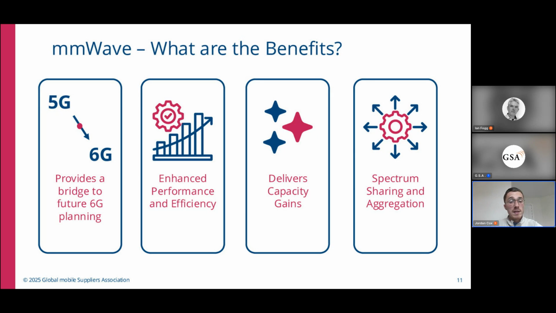And finally, millimeter wave supports spectrum sharing and aggregation, offering operators flexibility in how they deploy spectrum assets. It can be combined with mid-band and low-band spectrum through techniques like carrier aggregation and lends itself well to dynamic spectrum use cases, particularly in enterprise or private network settings.